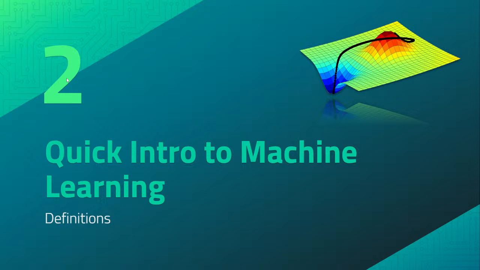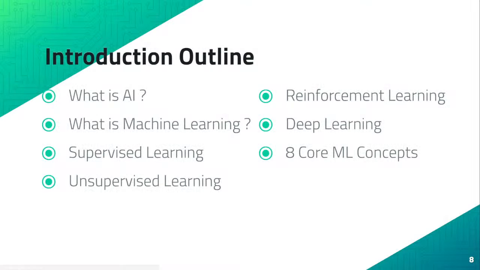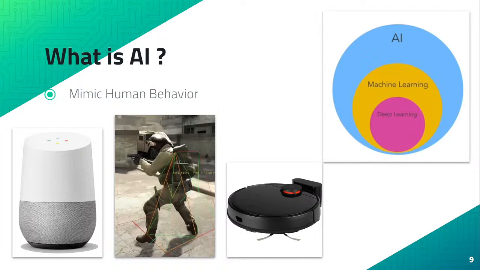So let's start with a quick intro to machine learning. We'll first start with what is AI? So that's the question, right? AI is quite a broad term. It has a lot of meanings. Basically, AI is when a machine or an object tries to mimic human behavior. So that would be a robot, basically, or a computer or machine.